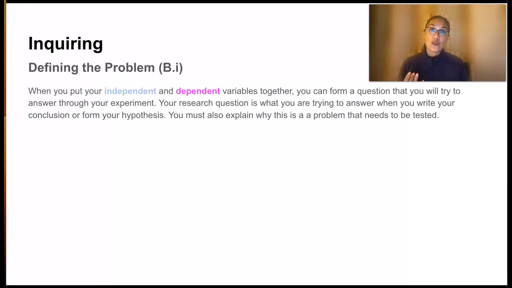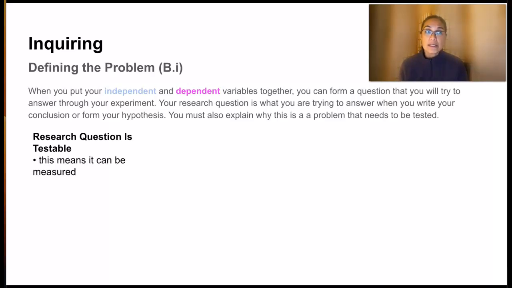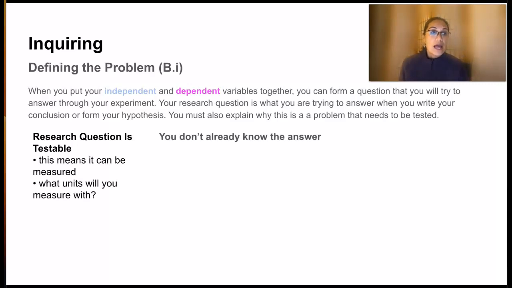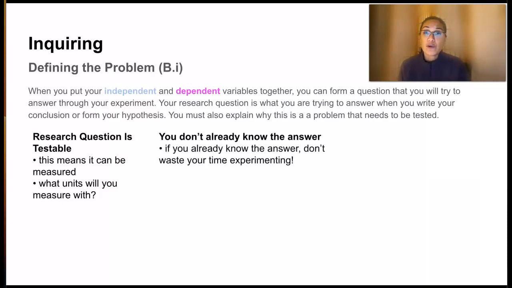So for you to start at an achievement level of 7-8, there needs to be an explanation why you chose this problem. So a research question is testable. This means that it can be measured and you are using units, and you don't already know the answer to this question. If you already know the answer, then don't waste your time experimenting on it.